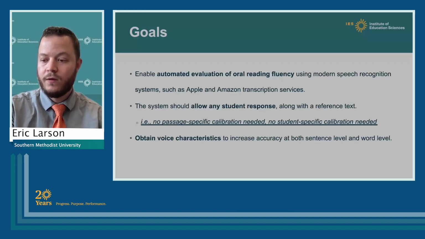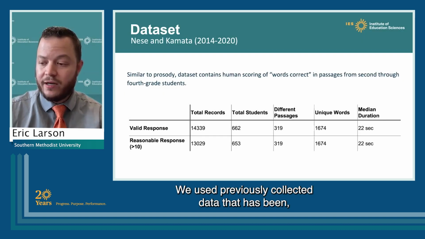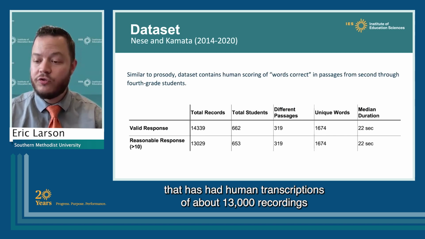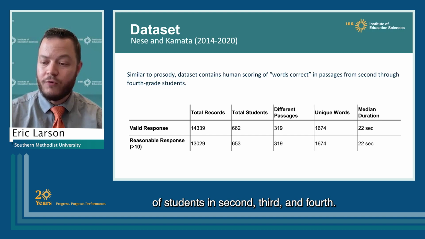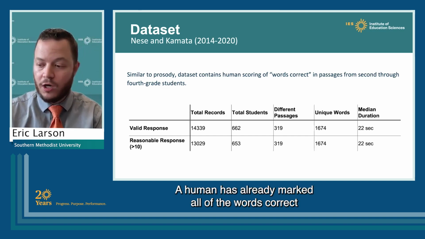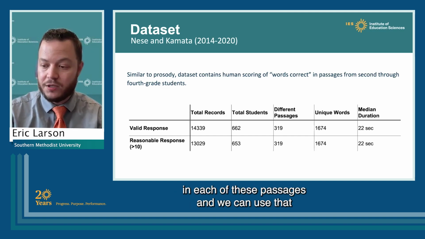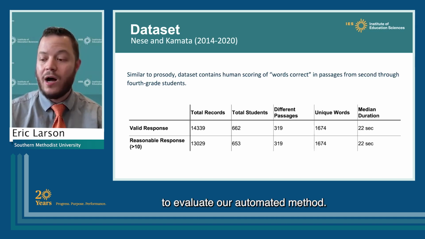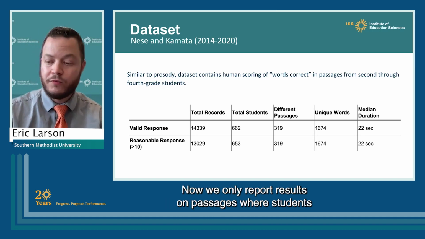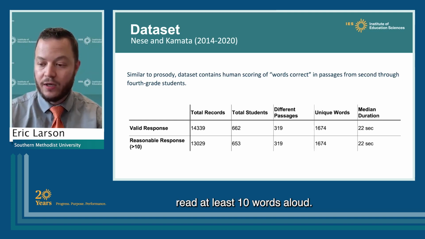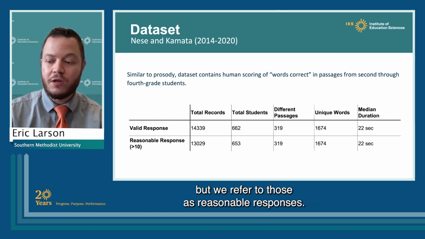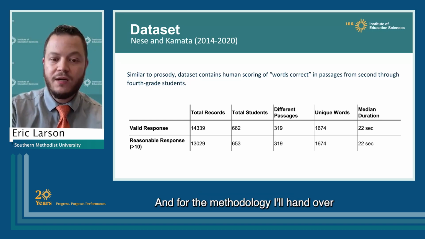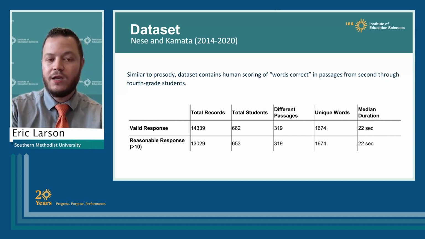We used previously collected data that has had human transcriptions of about 13,000 recordings of students in 2nd, 3rd, and 4th grade. A human has already marked all of the words correct in each of these passages, and we can use that to evaluate our automated method. We only report results on passages where students read at least 10 words aloud. Most passages are actually much longer than these 10 words, but we refer to those as reasonable responses. And for the methodology, I'll hand over to my colleague Yihao Wang.